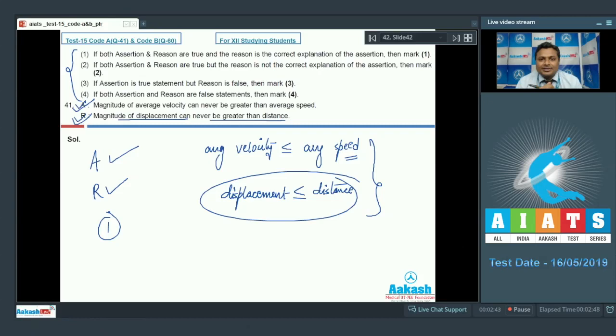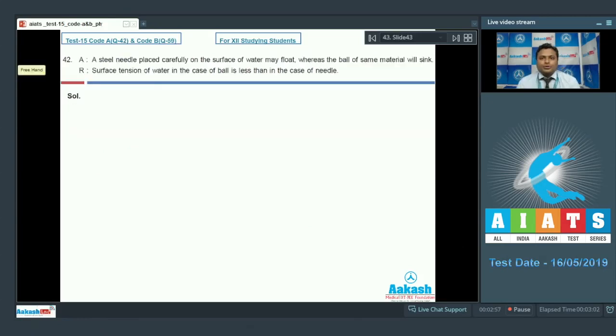Now move on to the next, that is 42 number. So here is question number 42 everyone. Assertion: a steel needle placed carefully on the surface of water may float, whereas a ball of the same material will sink. Student, assertion seems to be true as the topmost surface behaves as a stretched membrane and can easily support the needle, so it will float on the surface.